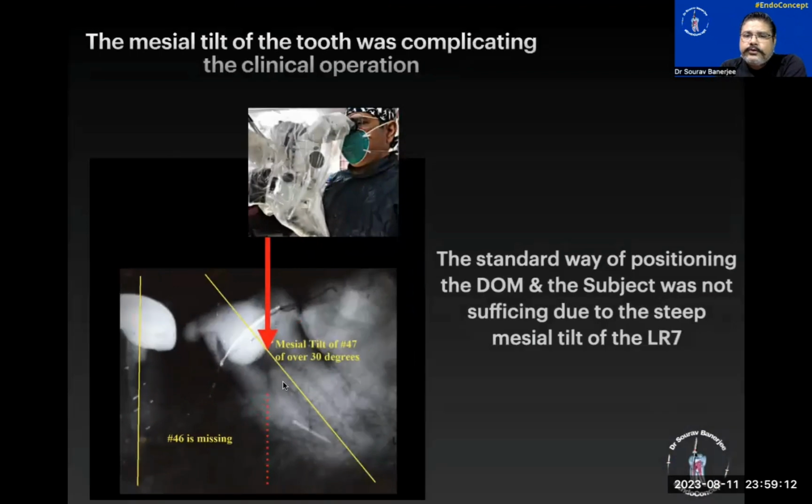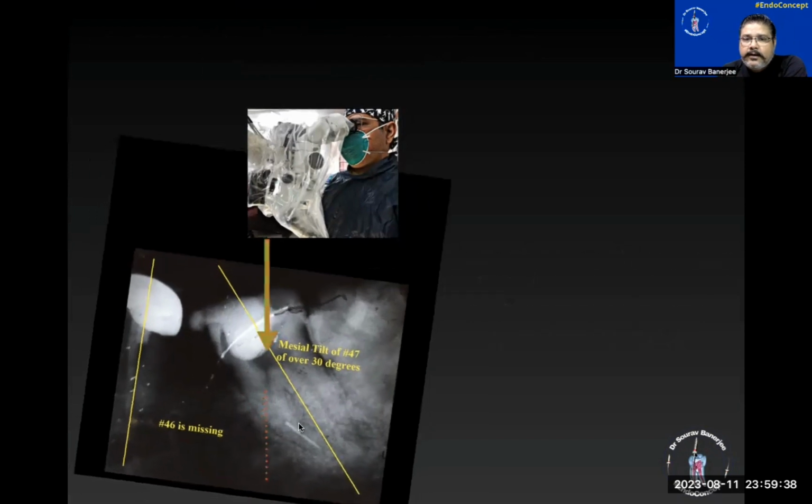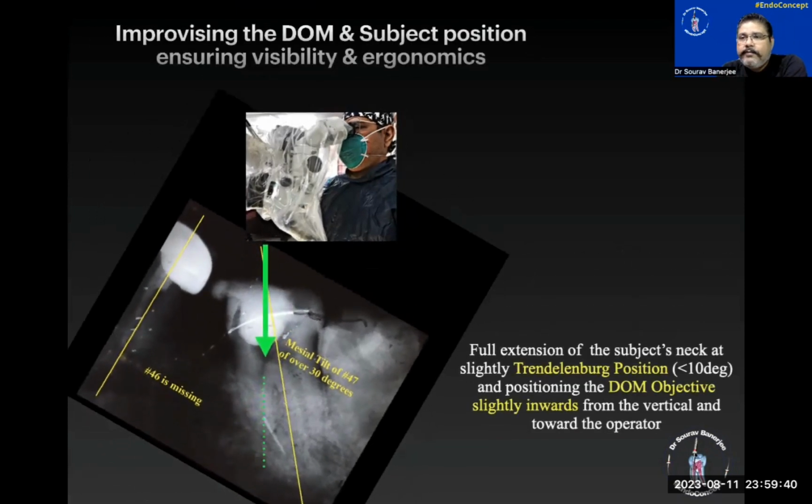Now, when we were viewing it through the microscope, the line of vision was going like this, whereas the file was lodged here. So it was quite away, and this was the difficulty. When we were focusing, we couldn't see any bit of the instrument under the microscope. Here we had to think about improvising the position. Now, this is how we improvised.